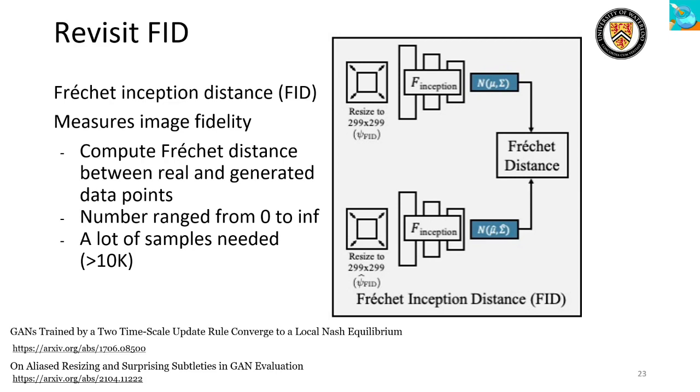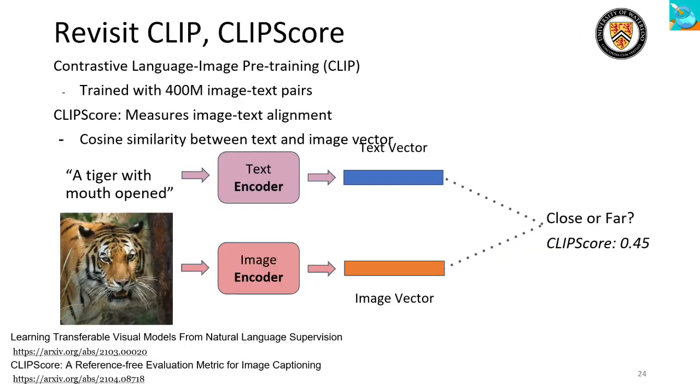A lot of samples is needed because you compare the distance between two distributions, so in order to make it accurate, you need a lot of samples. In fact, more than 10K is enough to use. Also, a very low distance might be misleading, because FID only measures the image fidelity, but it does not measure the diversity of the model.